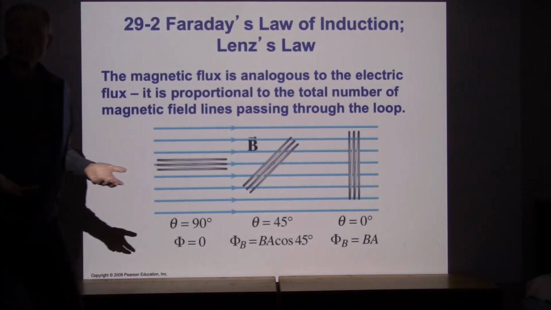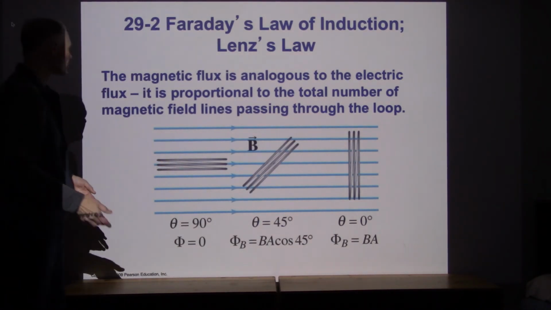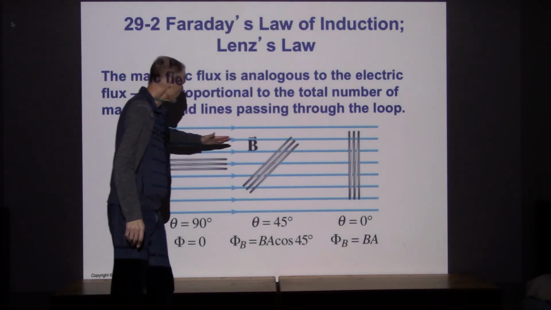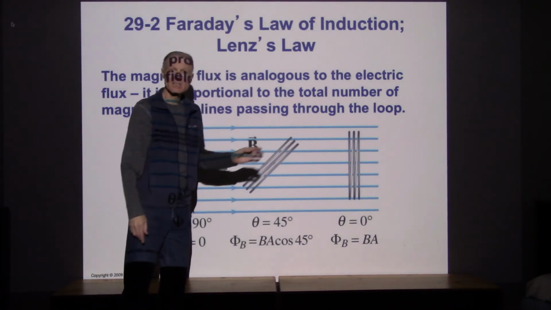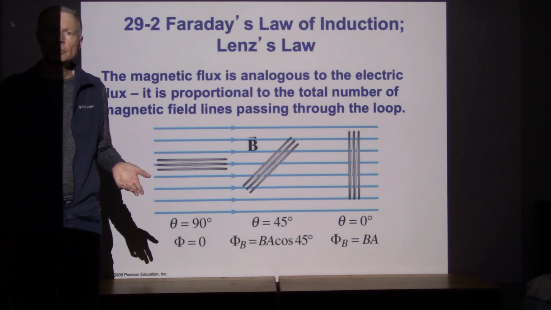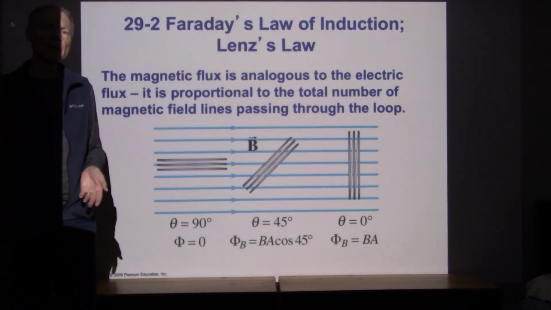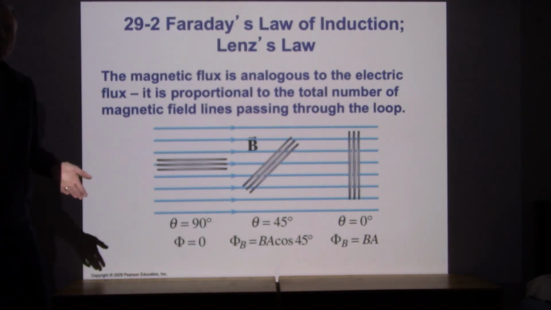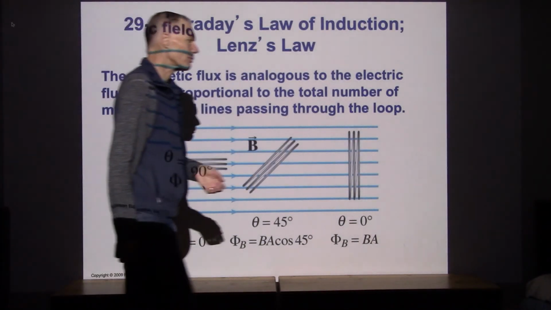Now, what Faraday's law is going to tell us is, if the flux through my loop is changing, which it is from picture to picture, I'm going to generate an EMF. And the EMF is going to depend on the time rate of change of that flux.